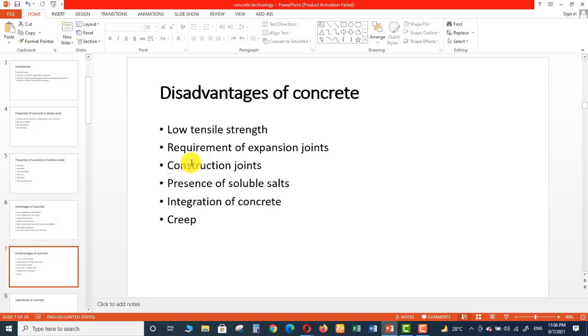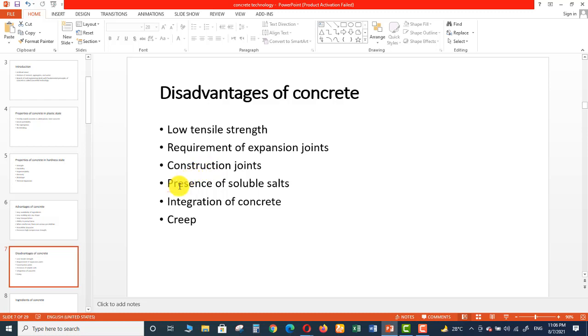The next disadvantage of concrete is the requirement of expansion joints and construction joints. In long structures, expansion joints are required to be provided if there are large temperature variations in the area. So this is one disadvantage of concrete. And then construction joints are also provided to avoid cracks due to drying shrinkage and moisture expansion.